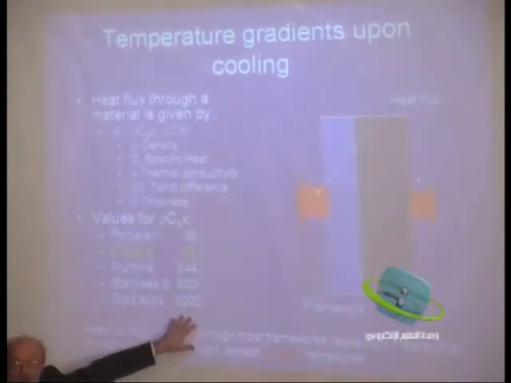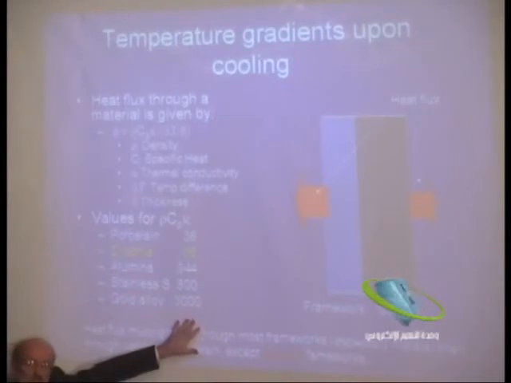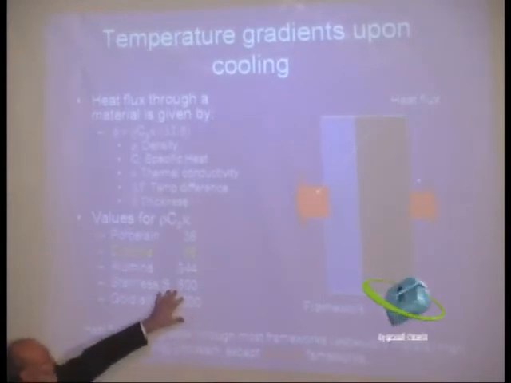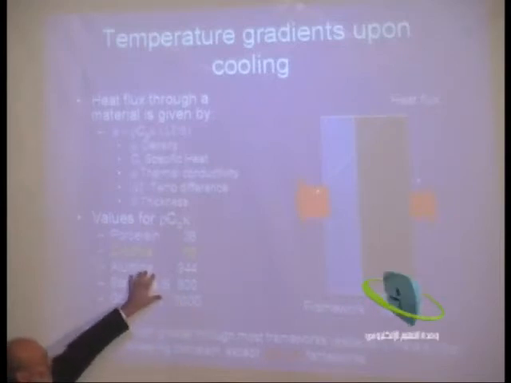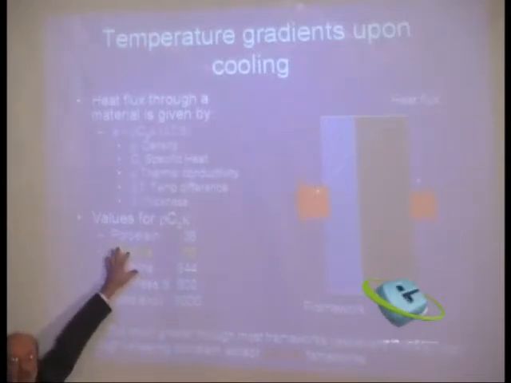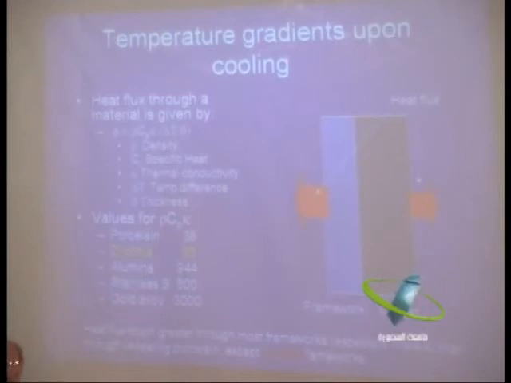Gold alloy, 3000. So it's a fantastic thermal conductor. Your stainless steel is, even though it's much poorer than gold, still good. Alumina, very good. But the porcelain and zirconia are extremely poor thermal conductors.